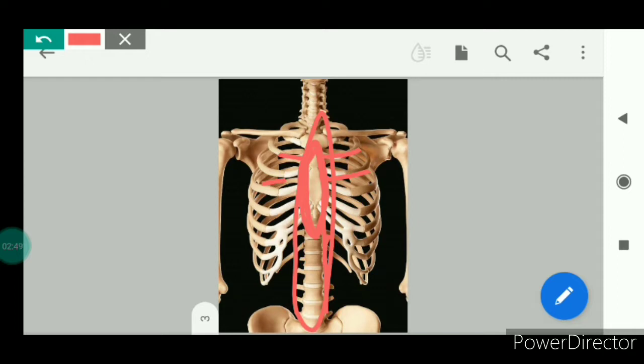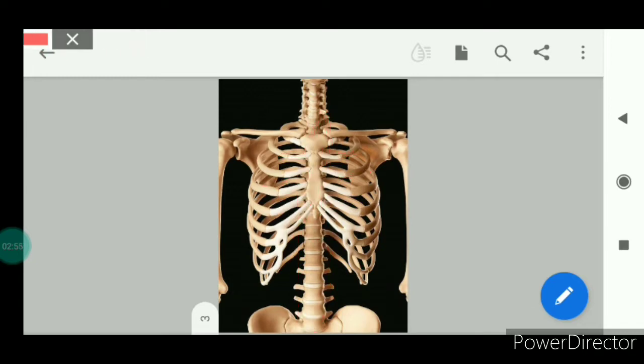It protects delicate organs like lungs and heart. So this is about the rib cage. This is our rib cage.